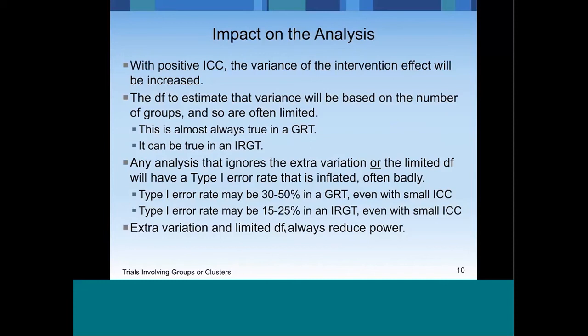If you ignore these issues of extra variation or limited degrees of freedom, you're going to have a type 1 error rate that's inflated, and often rather badly. As you can see here, a type 1 error rate of 50% is not uncommon in a group randomized trial, even with a small interclass correlation. And a type 1 error rate of 20 or 25% is not uncommon in an individually randomized group treatment trial. So these are circumstances that we want to avoid. Extra variation and limited degrees of freedom always reduce power, and so we need to take these factors into consideration as we're planning the size of the study at the very beginning.